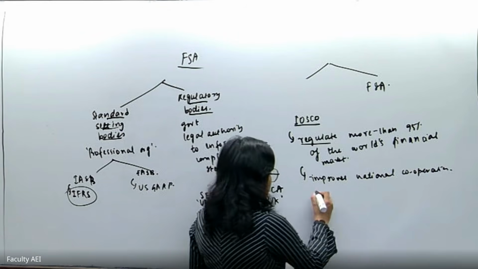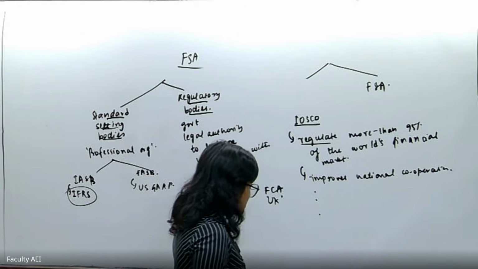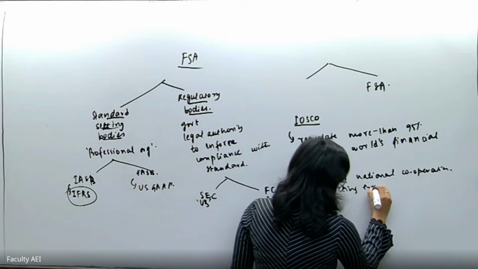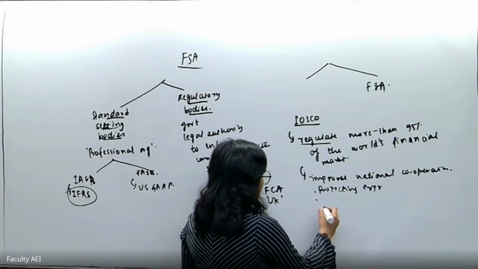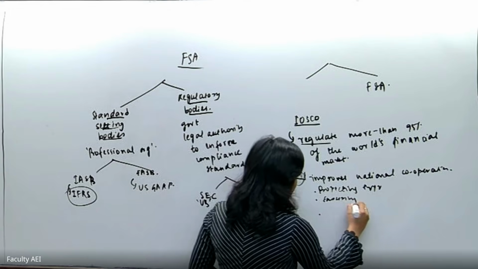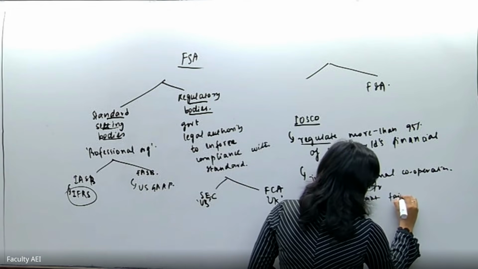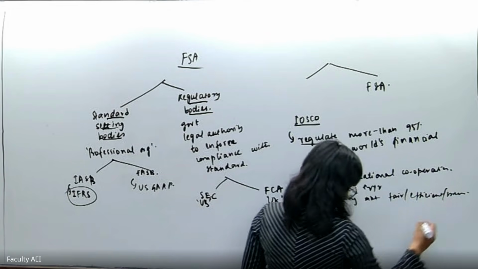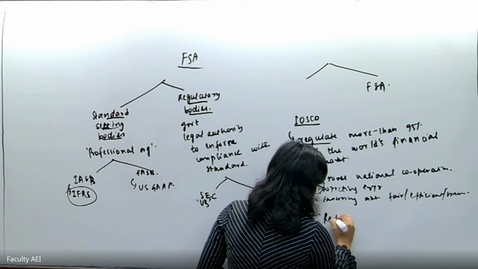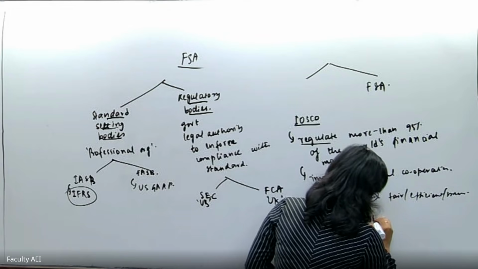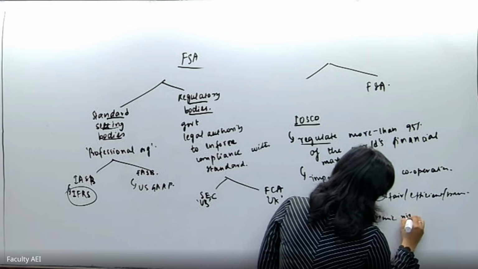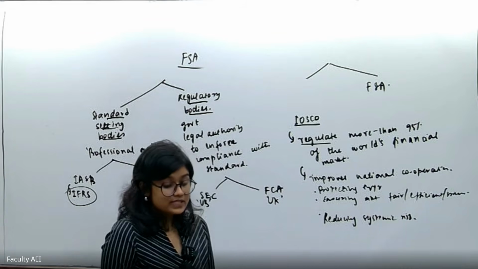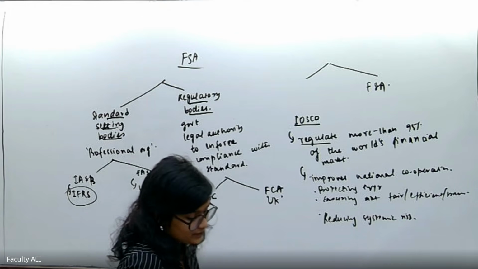The three main objectives of IOSCO are protecting investors, ensuring markets are fair, efficient, and transparent, and reducing systemic risk. That is the risk which is present in the market itself, the risk which is present in the system itself.